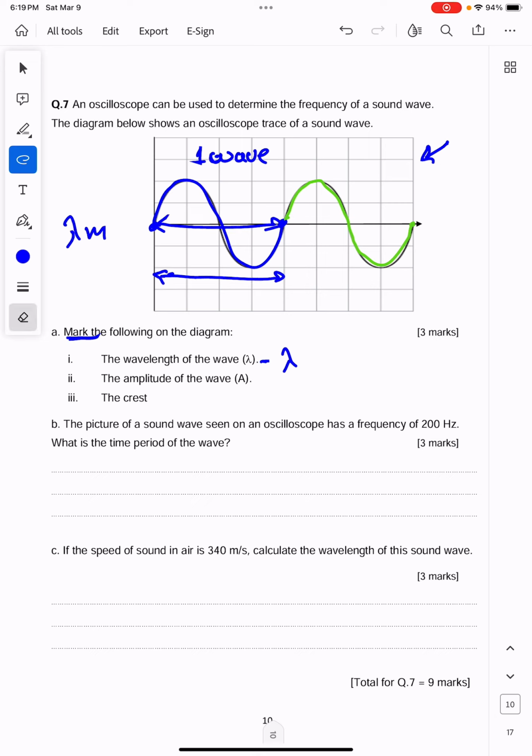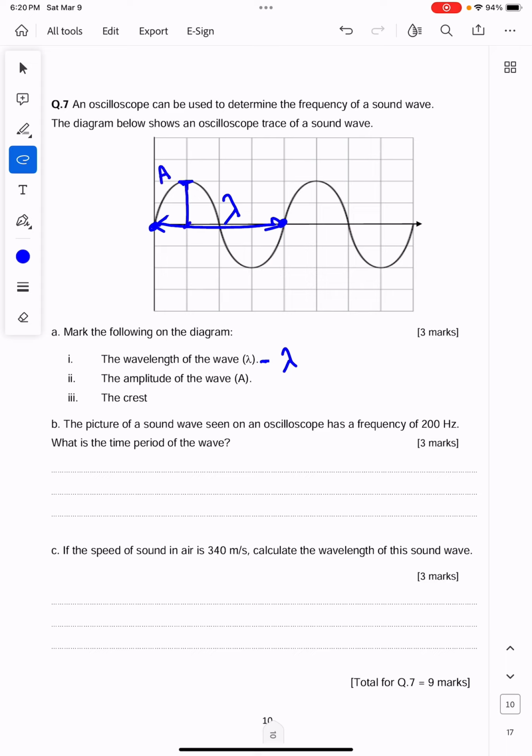So starting with this, this is lambda. Let me just clean it for you here. So this is lambda. Now the second one is asking about the amplitude. Yeah, this is the amplitude.